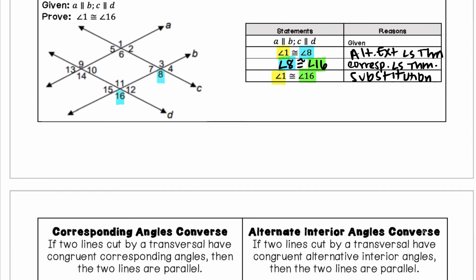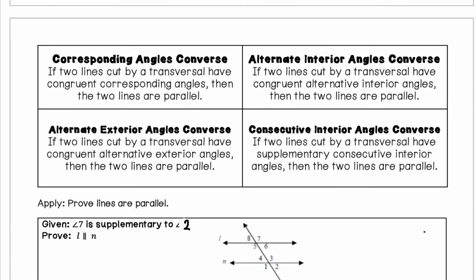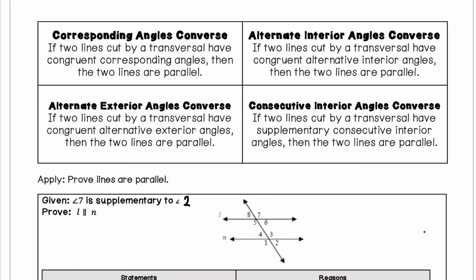We're going to go to the second page, and now we're focused on these same theorems, but we're taking the converse. Remember that the converse just switches the hypothesis and the conclusion, so we're reading our theorems backwards. We're saying that if two lines are cut by a transversal and have congruent corresponding angles, then the two lines are parallel. So if we know the angles are congruent, that's how we can prove that these lines are parallel.